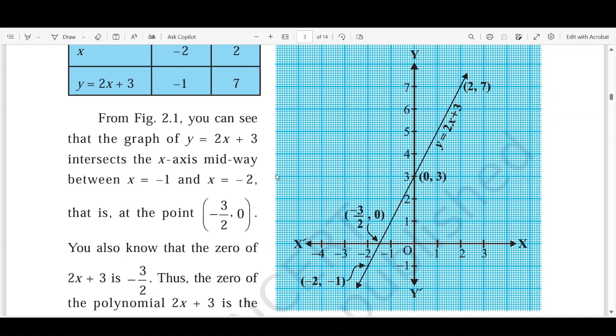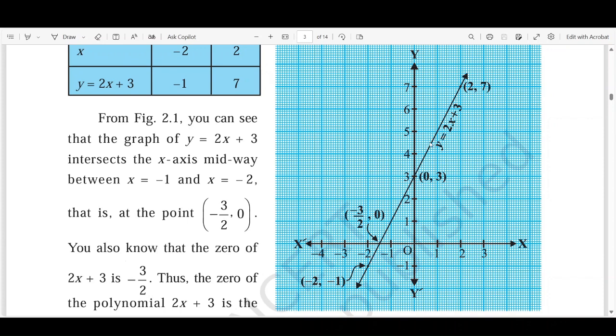Fine. Now in the graph you can see that this straight line intersects the x-axis at only one point, that is minus 1.5 comma 0. So at x equal to minus 1.5, the straight line intersects the x-axis. This value, minus 3 by 2 or minus 1.5, is considered to be the zero of this polynomial.